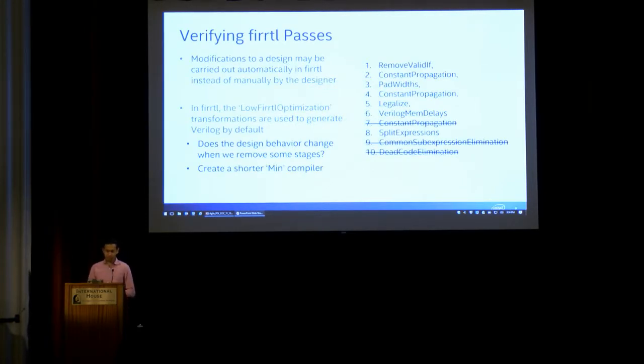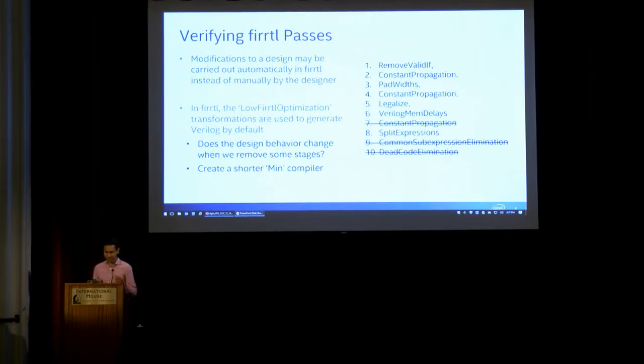So let's talk about Firrtl passes first. As I already mentioned, we can have modifications to a design that are carried out automatically in Firrtl passes instead of by the designer. And today, by default, we have this thing called low Firrtl optimization, which spits out Verilog eventually. And I decided to try something by removing several of the stages or transformations within this. Now, I don't know if it's legal to remove these things in this particular order. For instance, this constant propagation, which was number 7, might cause a bunch of issues. I know if I remove it earlier in this sequence, it gives me error messages saying you cannot do this. But when I removed it here, it was fine.